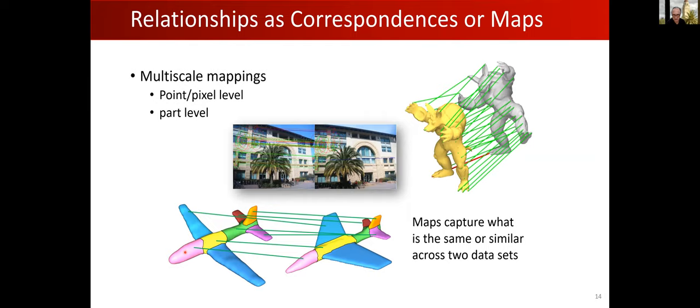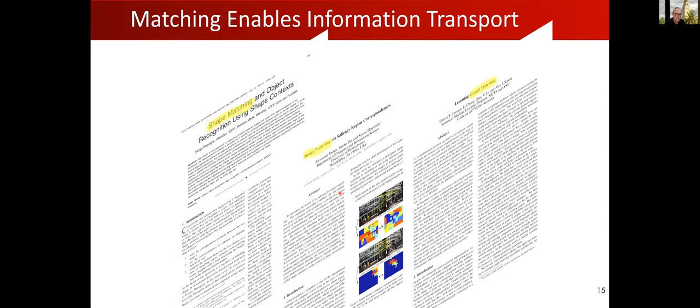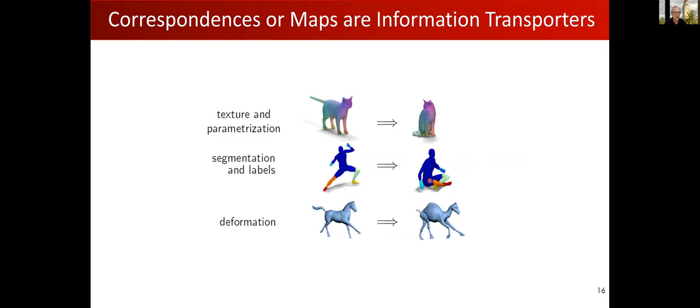In general, maps capture what is the same or similar across two data sets. And there's been lots and lots of work on doing matching between images or between shapes or between graphs, mostly to develop some notions of similarity. But in our world, we're interested in these maps and correspondences because they can be used to transport information. Maps are information transporters. That's the main use we will make of them. And in computer graphics, for example, there's a lot of work on transferring texture and parametrization from one model to another, transferring segmentation and labels, and transferring deformation or motion.